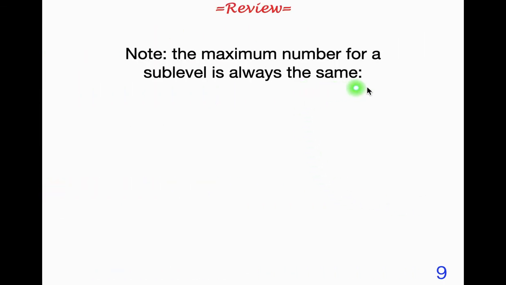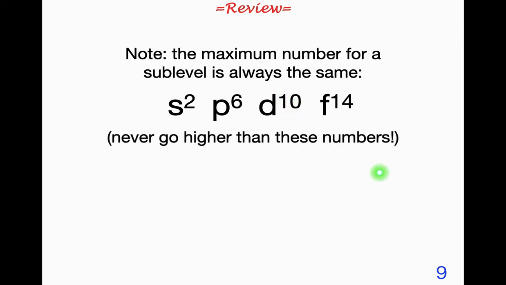Okay, note the maximum number for a sublevel is always the same. S, the maximum is always 2, P is 6, D 10, F 14. And that corresponds to the number of orbitals that we have in each one of those sublevels, with 2 electrons max in each orbital. So like the D sublevel, for example, has 5 orbitals, so 2 electrons in each one of those orbitals, 10. That's the maximum number. Never go higher than these numbers, because it simply means that that sublevel is full.